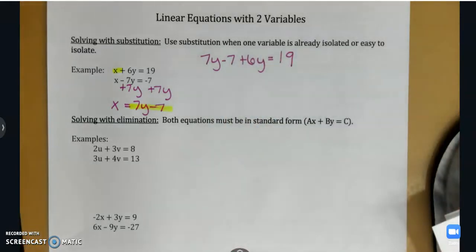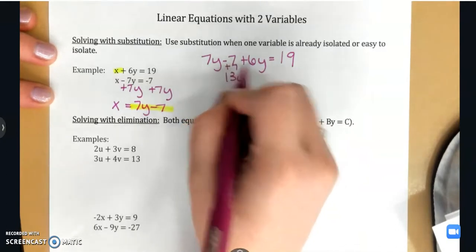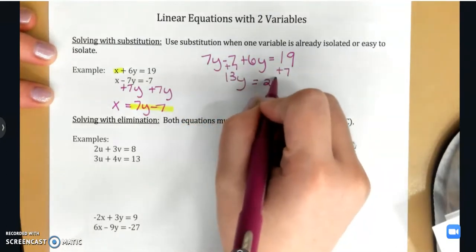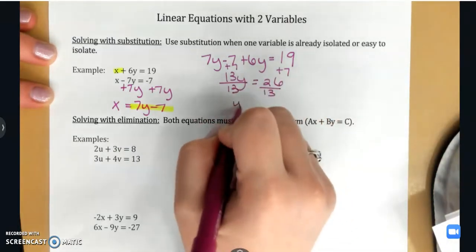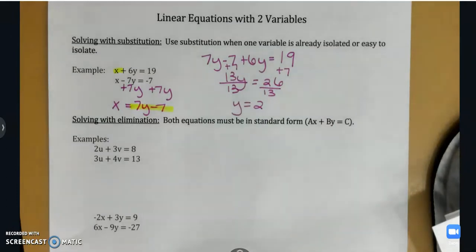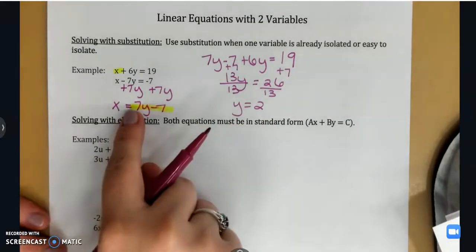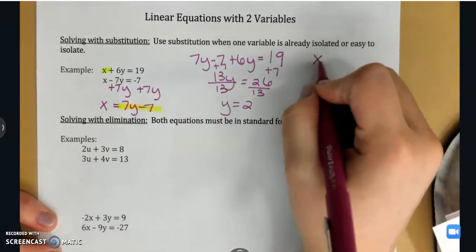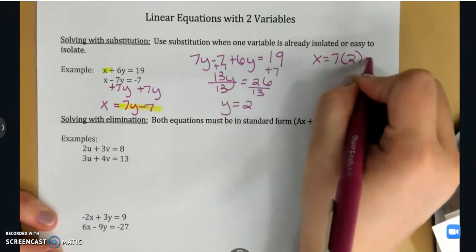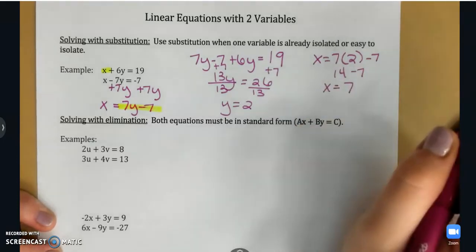So 7y minus 7 plus 6y equals 19. So now I can just combine like terms. I can combine my y's and I get 13y. And if I move my constants to the other side, I'm going to be able to solve and get that y is equal to 2. Now that I have found y, I can plug this value into my solved equation for x to get the value of x. So x is going to be 7 times 2 minus 7. And then we found that x is 7.